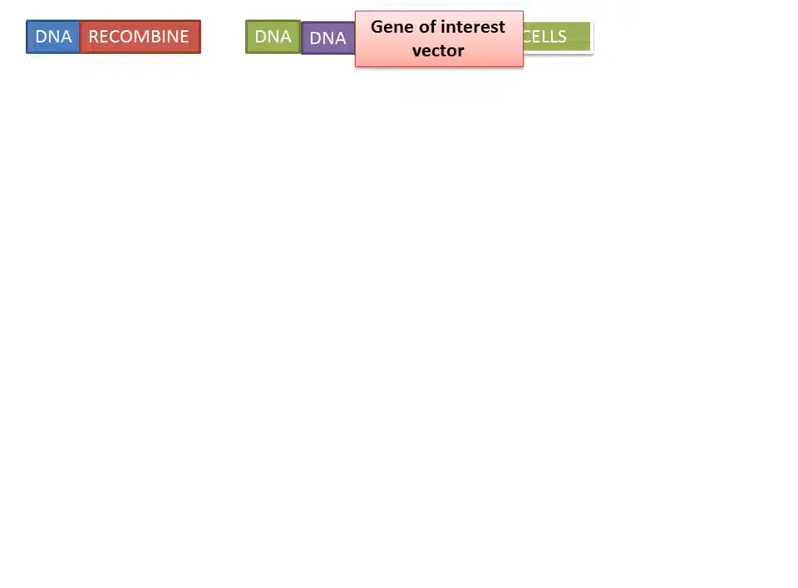Now, what is gene of interest? Gene of interest is that portion of the entire DNA which we are looking for. And what is vector? Vector is a genetic material into which we will bind our gene of interest, and the vector is a vehicle, so it will carry our gene of interest and pass it to other cells.